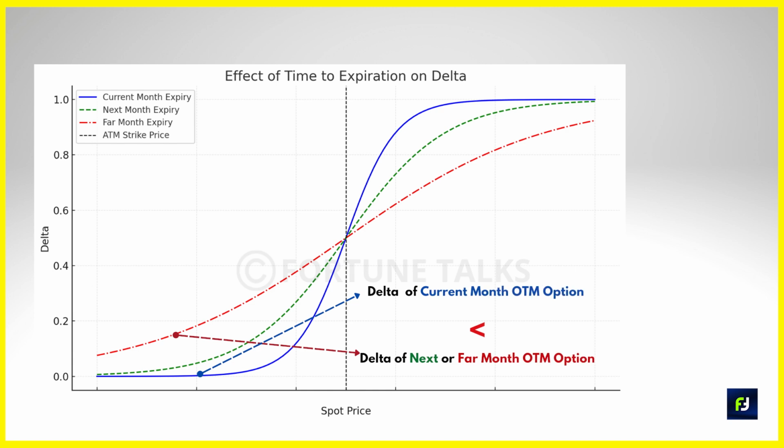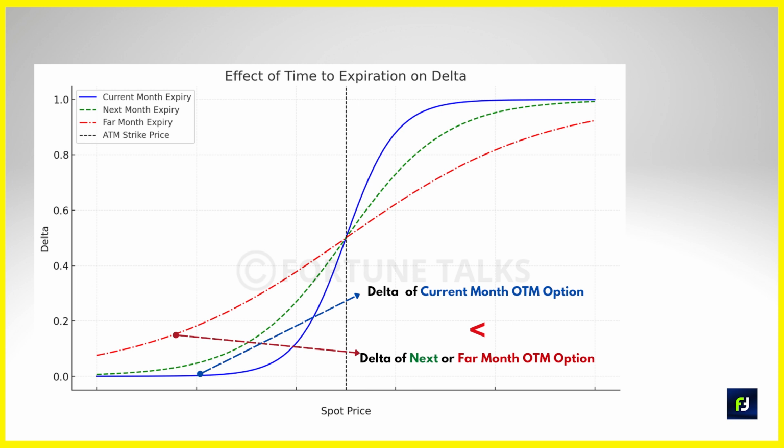That is, the deltas of options that are closer to expiry are lower than the deltas of options that are further away from expiry. This is because there are lower chances of OTM options expiring in the money when there is little time left to expiration than when there is more time left to expiration.